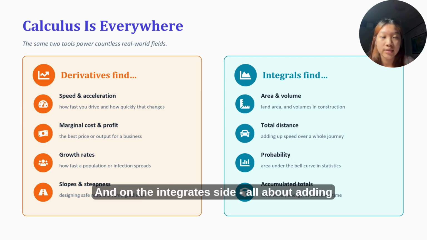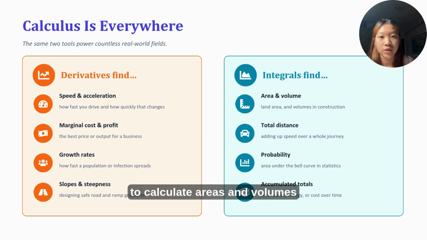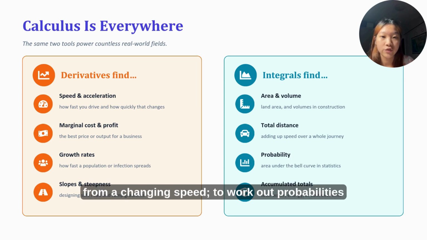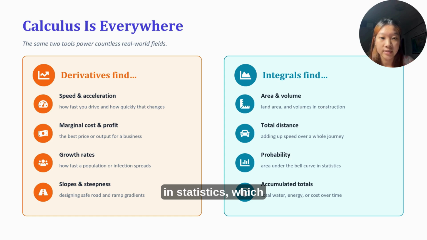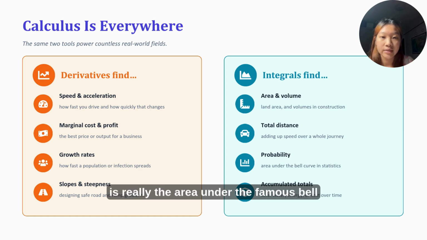And on the integral side, all about adding things up, we use integrals to calculate areas and volume in construction and land surveying, to find the total distance traveled from a changing speed, to work out probabilities in statistics, which is really the area under the famous bell curve, and to measure accumulated totals like the total water, energy, or cost that builds up over time. It's the same two tools used over and over in field after field.